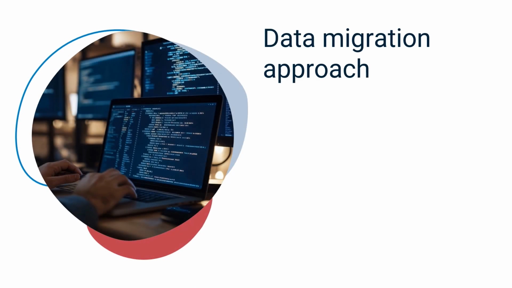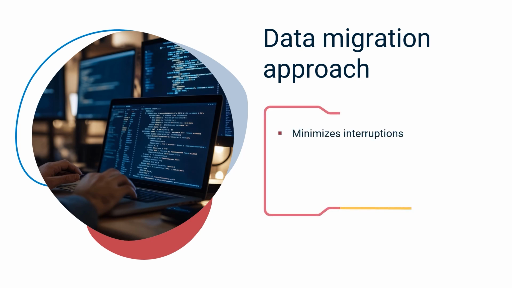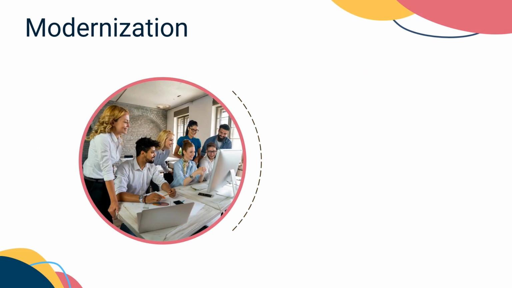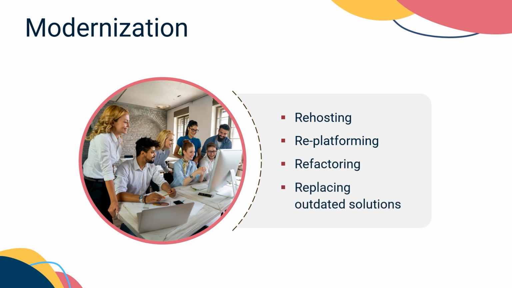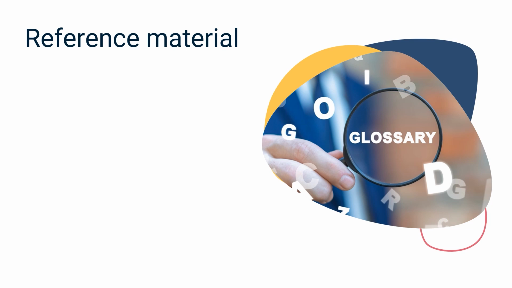You also learned that migrating applications, data, or entire workloads to the cloud or re-engineering existing infrastructures requires an approach that minimizes interruptions, optimizes resource use, and accelerates the modernization process. Modernization entails moving from legacy systems to innovative architectures through rehosting, replatforming, refactoring, and replacing outdated solutions. You have now reviewed some of the fundamental concepts covered in this course.